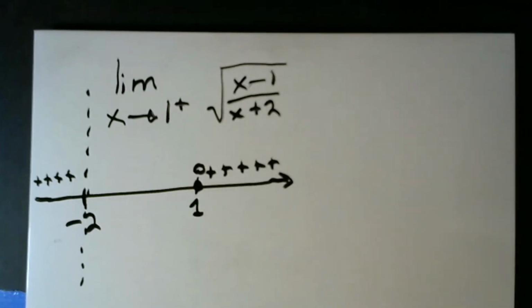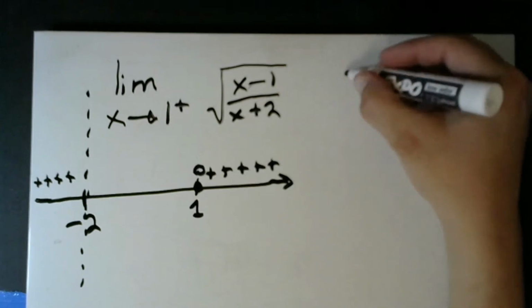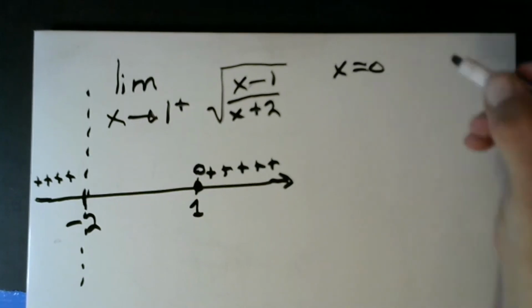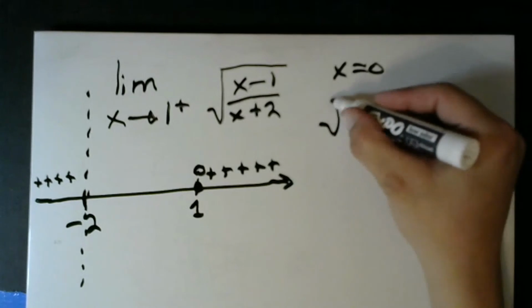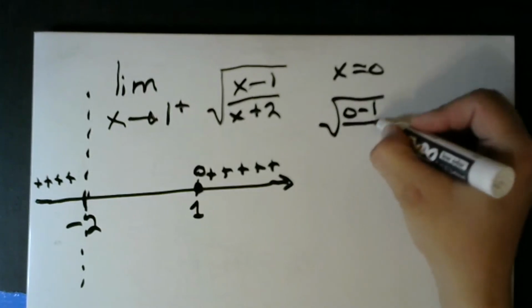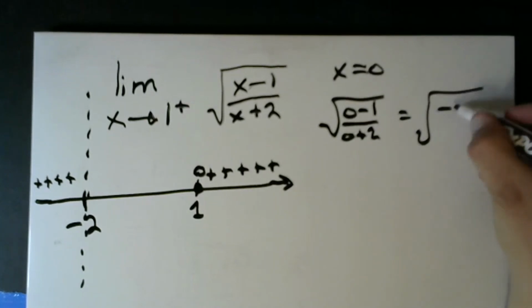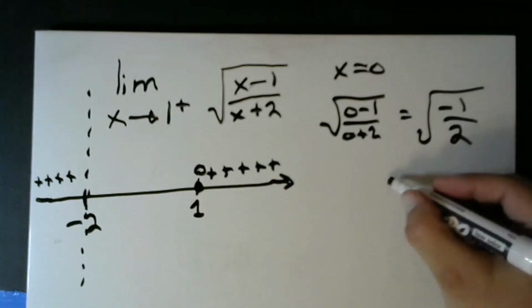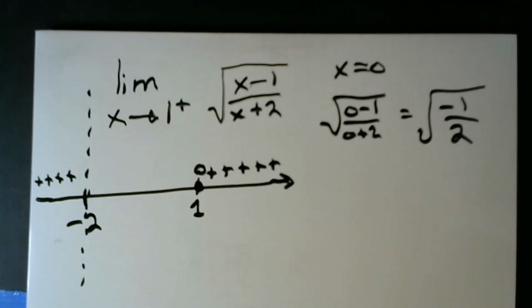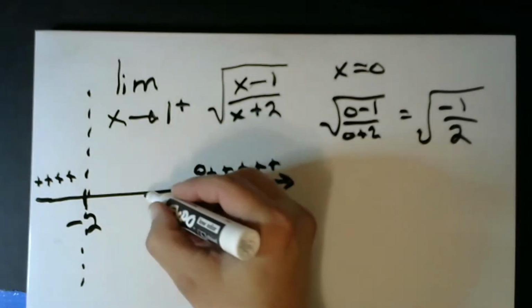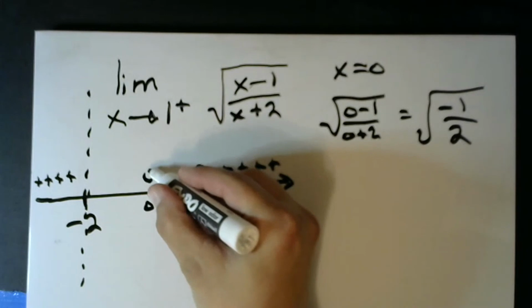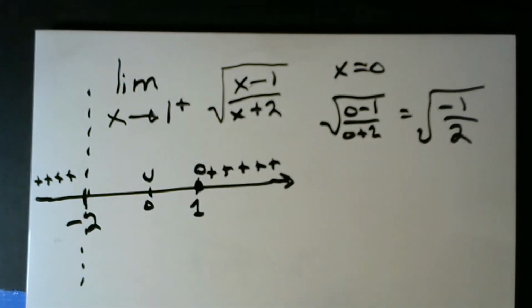Well, we can use the test point to get a hint, and then we can do a little bit of discussion to figure out what's going on. So let's say we use x as 0. So that's going to give us the square root of 0 minus 1 over 0 plus 2. Or we get the square root of minus 1 over 2. And we've got the square root of a negative number. And that is undefined, at least for us, since we're dealing with real numbers. So at 0, we've got something that's undefined here. So let's talk about this.